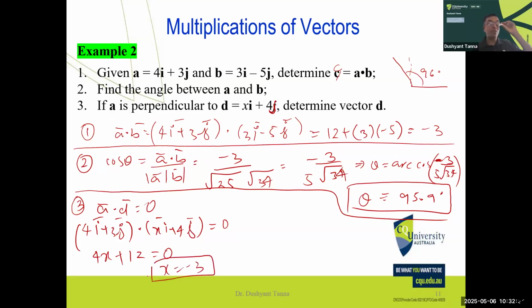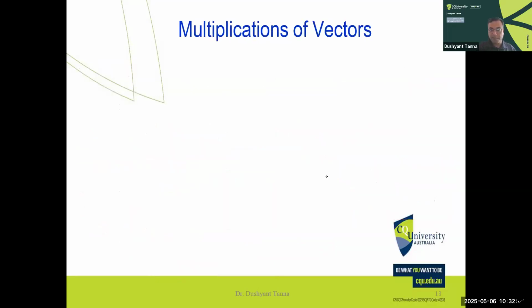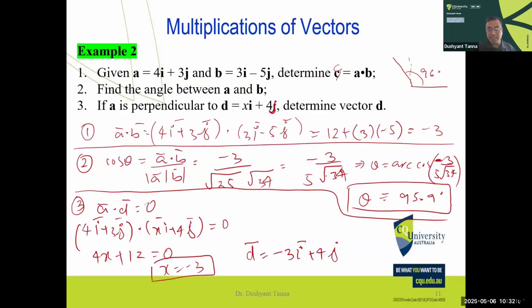But your aim was not to find x. Your aim was to find a vector. It is finally your answer will be vector D is equal to minus 3i plus 4j. And my touchpad has become really sensitive.